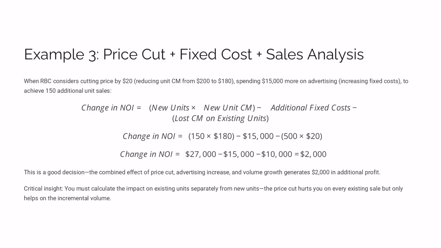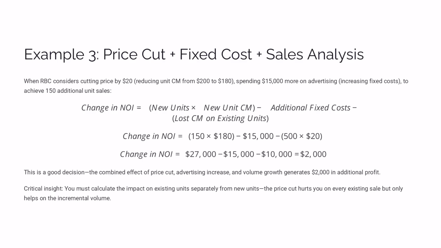When RBC considers cutting price by $20, reducing unit contribution margin from $200 to $180, spending $15,000 more on advertising, increasing fixed costs, to achieve 150 additional unit sales, the net effect is change in NOI equals new units times new unit CM minus additional fixed costs minus lost CM on existing units, equals 150 times $180 minus $15,000 minus 500 times $20, equals $27,000 minus $15,000 minus $10,000, equals $2,000.